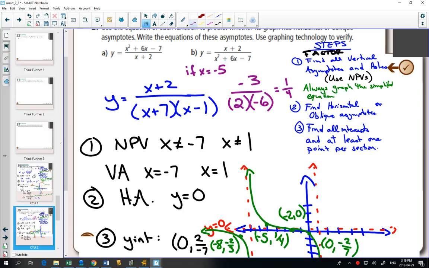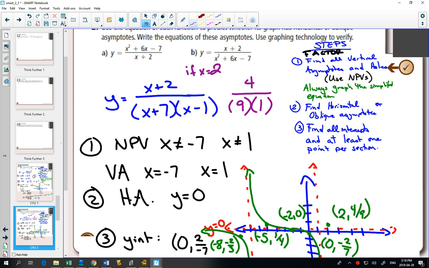Have we got all the sections? No. We still need something in the far right-hand section, so go back to our purple here, erase. Plug in x equals 2. If x is equal to 2, my numerator would be 4. Here I would get 9. Here I would get 1. So I have the point 2, 4/9.